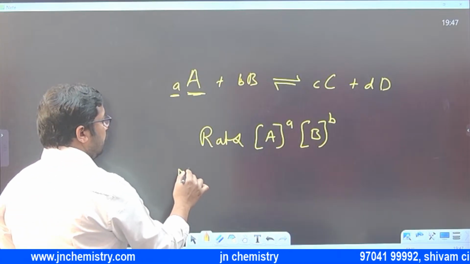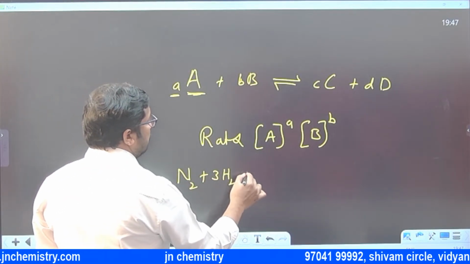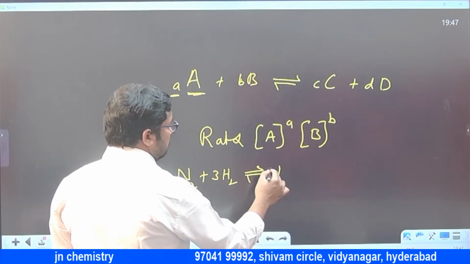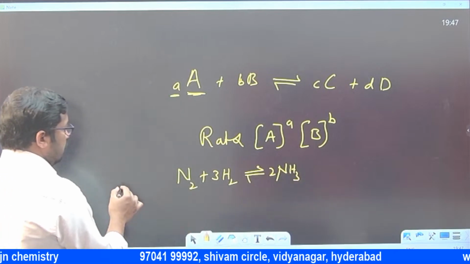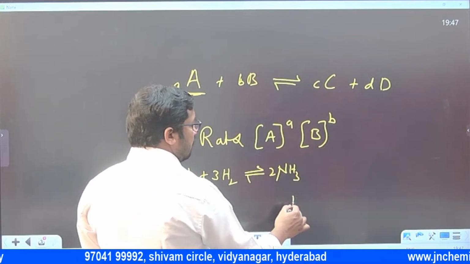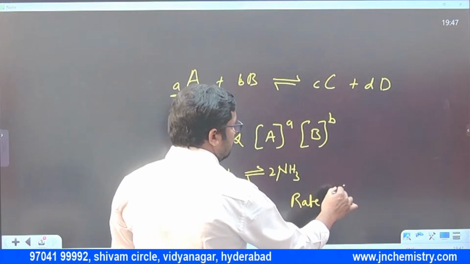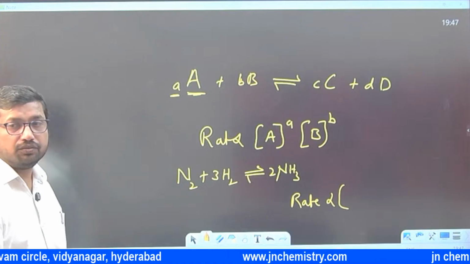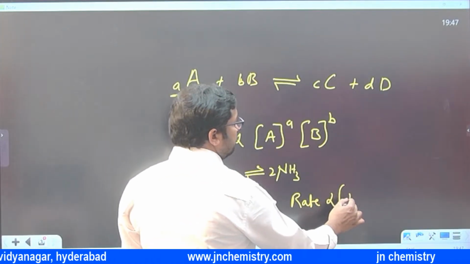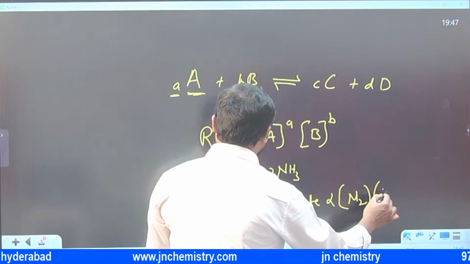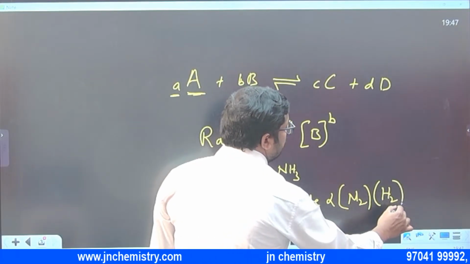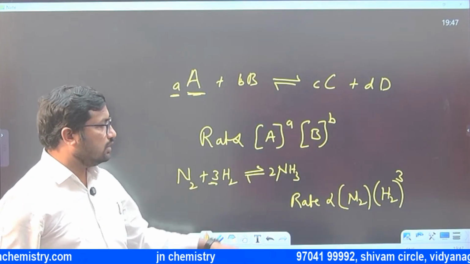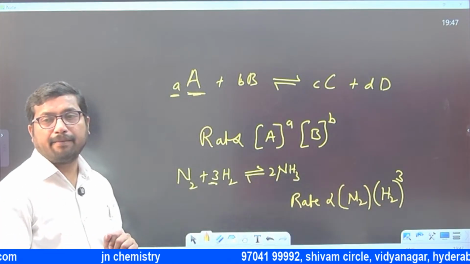For example, N2 plus 3H2 gives rise to products, products meaning 2NH3, of course. How can we write the law of mass action? Tell me. The rate is directly proportional to the reactants. We'll write the concentration of N2 and the concentration of H2 power 3. Whatever the coefficients are, we need to write them as the powers. So just write this.